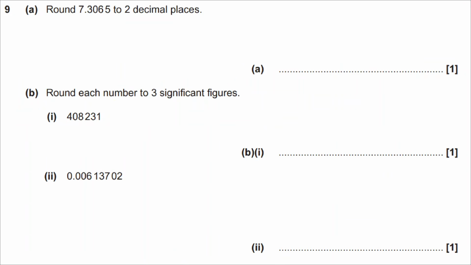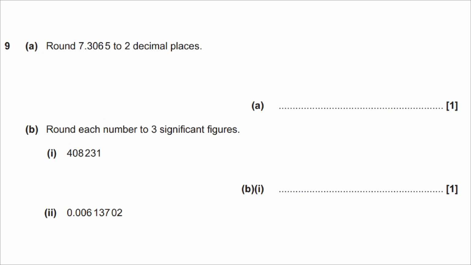Okay. Question 9a. We've got this. Round this number to 2 decimal places. So here's your decimal place. Your second one, the 3 is the first. The 0 is your second. Now, if your number to the right is 5 or more, then you round up. If your number to the right is 4 or less, then you round down. So because the number to the right of the 0, the second decimal place, is a 6, which is bigger than 5, you round this 0 up to a 1, and you're going to be getting 7.31. Okay, that's your answer.